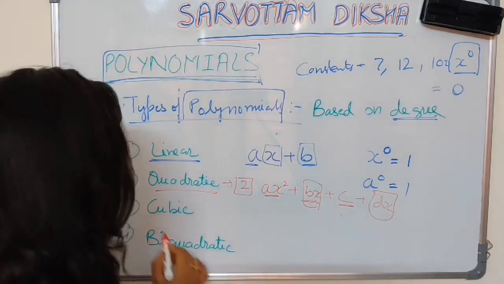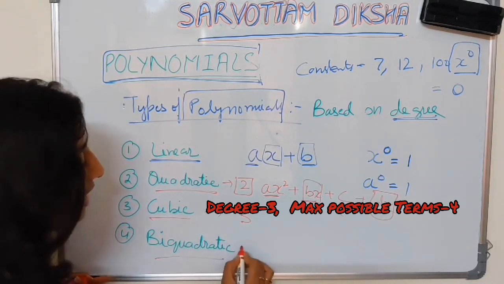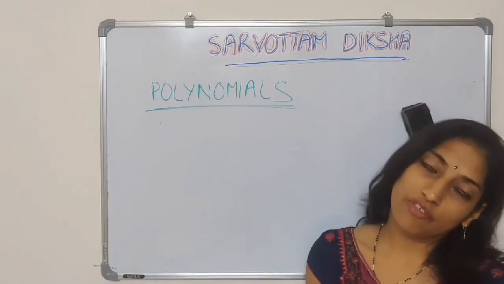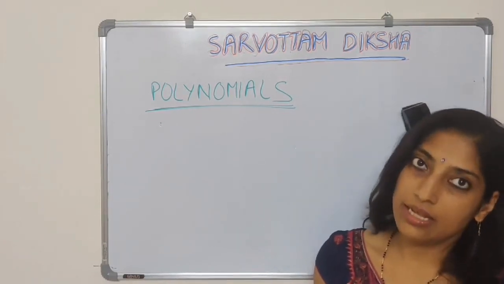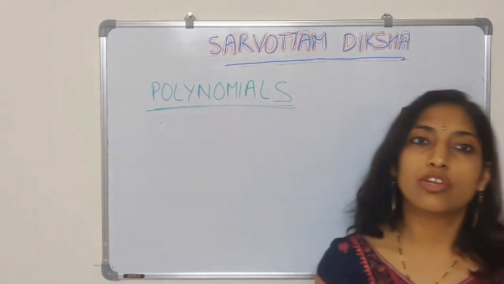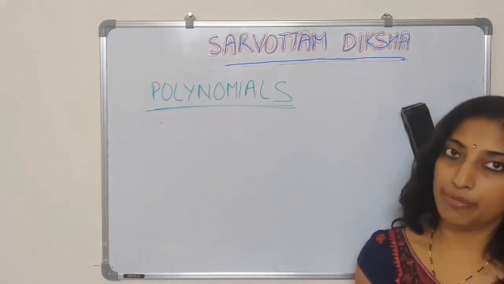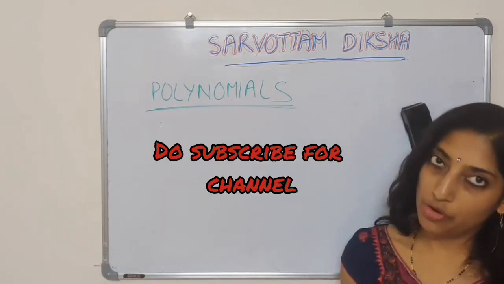Cubic is degree 3, biquadratic is degree 4. You have got a fair idea what a polynomial is. This is just an introduction video. We will be doing zeros of polynomial and their graphical representation in my subsequent videos. Please let me know your doubts.